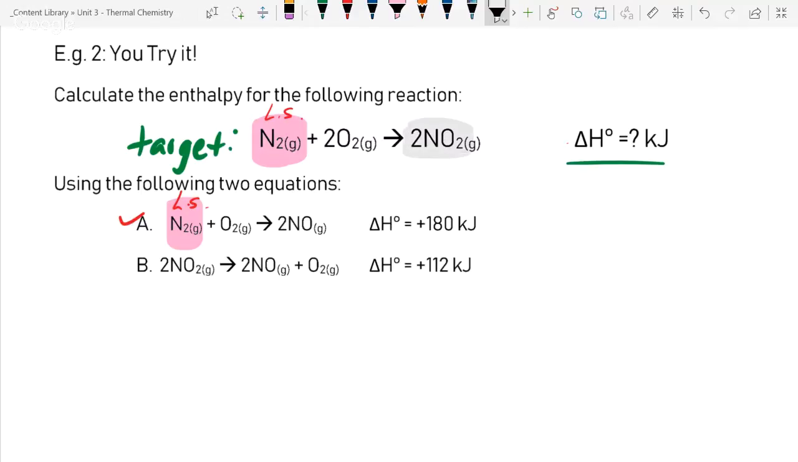But this, 2NO2. Do we see that in this? And you've got to be careful because this is 2NO, this is 2NO, but this is 2NO2. This matches it.